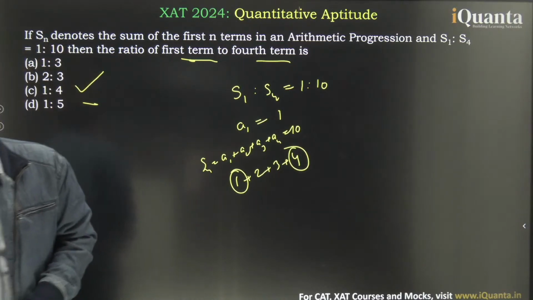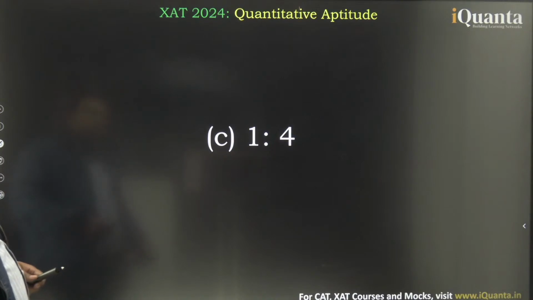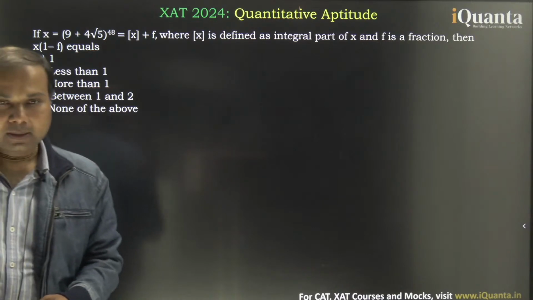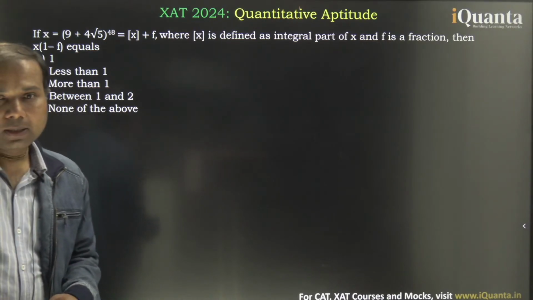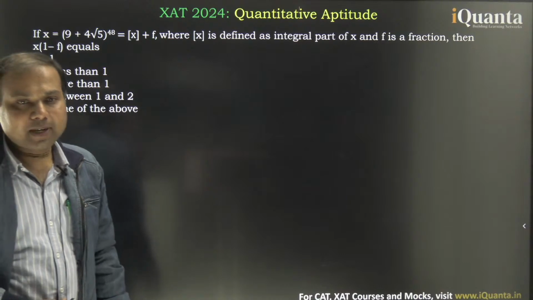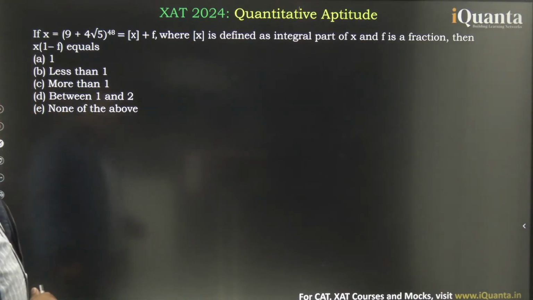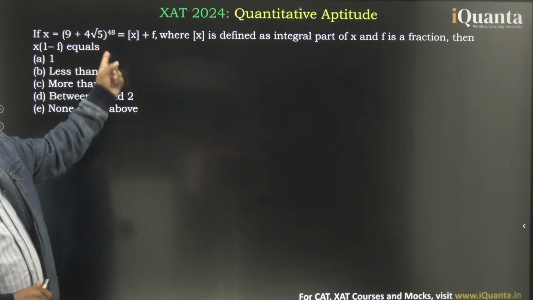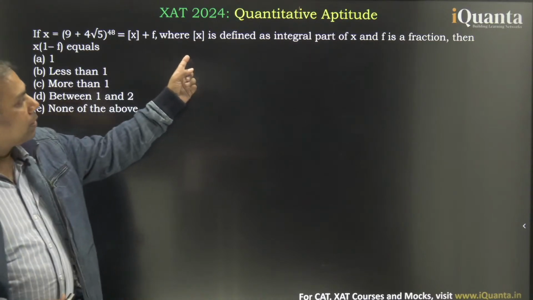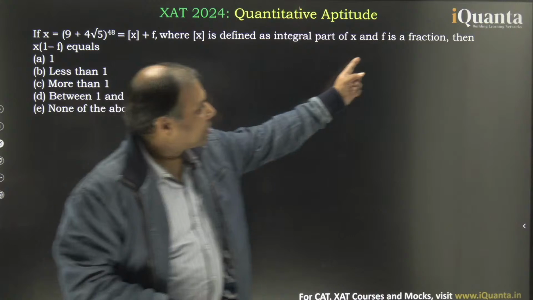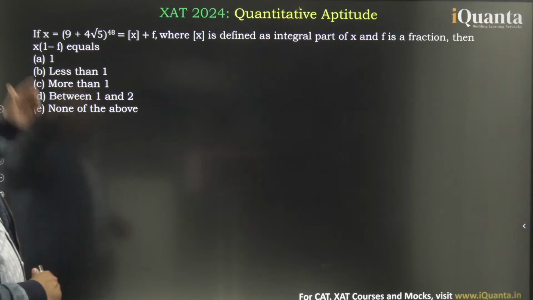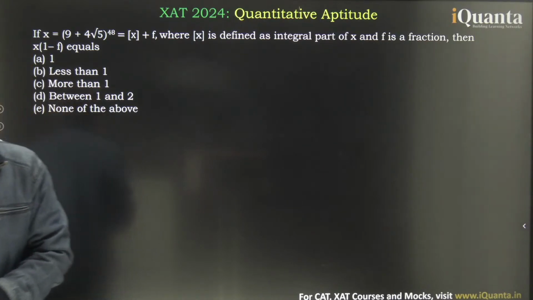Okay, here's the next question for you. So this was the answer to the last question, and now the next question. This one is from the functions part. This symbol is the integral part. It is known as the greatest integer function. So I'm reading it for you. If x is equal to (9 plus 4 root 5) whole power 48, and this is written as integral part of the number plus f. So this is defined as integral part of x, and f is a fraction, then x times (1 minus f) equals. These are the options with you. So take your time and solve this question.